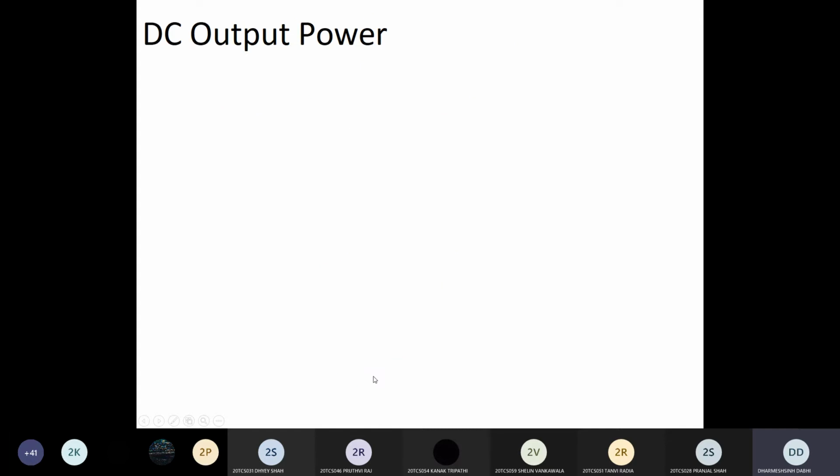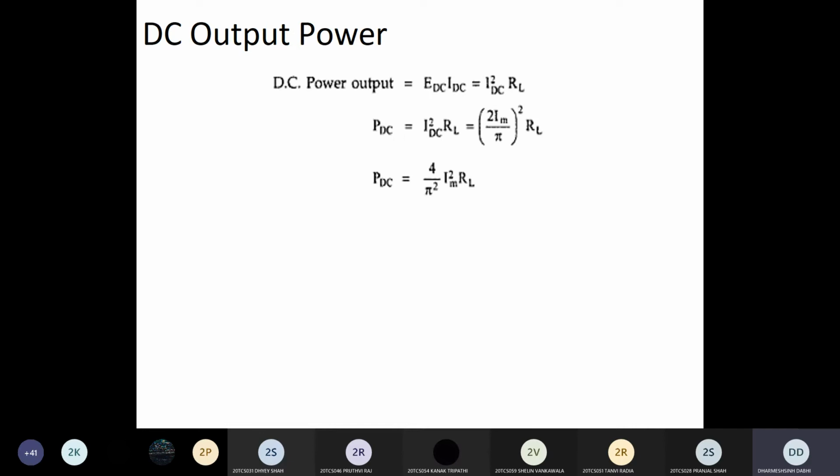Next, find the DC power at the output of the rectifier. We already found the average DC voltage and average DC current. You can write the equation as EDC times IDC, or I square into R, that is IDC square into RL. So the DC power at the output of this rectifier is I square into RL. If you replace IDC as we derived, IDC is 2 Im by pi, so it is 2 Im by pi whole square into RL. So finally you get PDC as 4 Im square into RL divided by pi square. That is the average DC output power you get at the output of the full wave rectifier circuit.